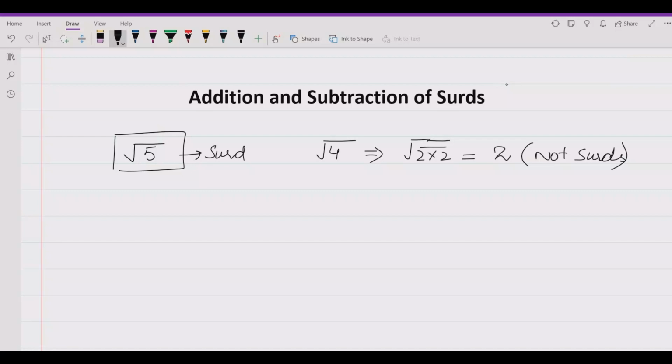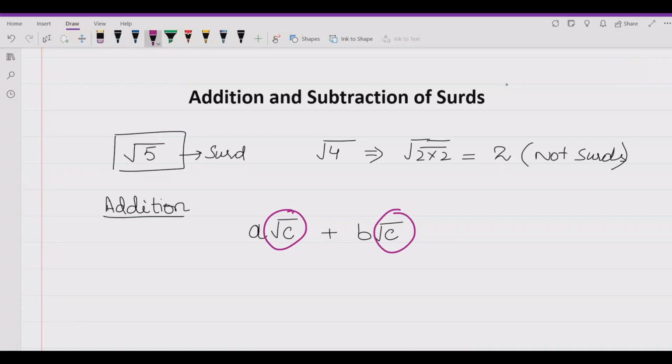Now we will learn in this video about addition and subtraction of surds. First, understand the addition of surds. Addition can be performed this way: if we have a root c with coefficient a, and we have b root c, we can add both of them because the surds are the same. This one is similar to this one, so both are similar and we can add both terms.